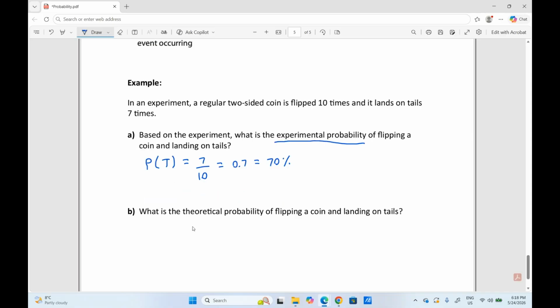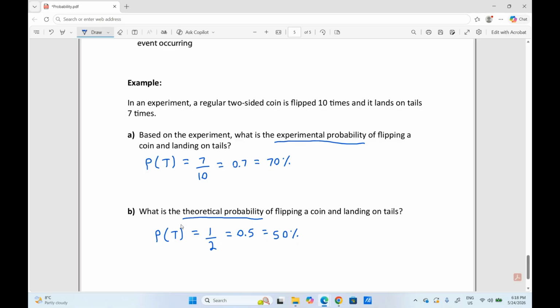Now, in theory, based on theoretical probability, a coin only has two sides, heads or tails. So the theoretical probability of flipping a coin and landing on tails must be 50%, or a half, 0.5, or 50%, right? Because I only have two options, heads or tails. So in theory, if I flip a coin, there's only a half chance to land on tails because the other half chance would be on heads. Now, that's the difference between experimental probability and theoretical probability.